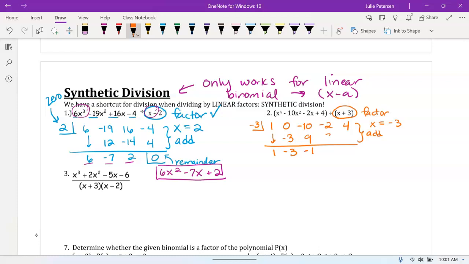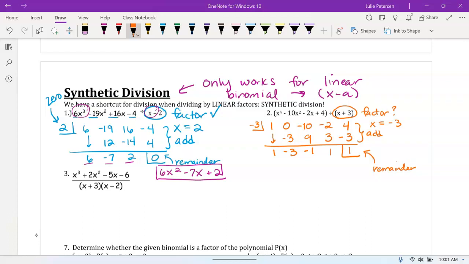Negative 3 times negative 1 is positive 3. Add these up, I get 1. Negative 3 times 1 is negative 3. Add these up, I get 1. Remember, that last number is your remainder. Okay? And so when I look at this, I get 1 as my answer. So that's our remainder.